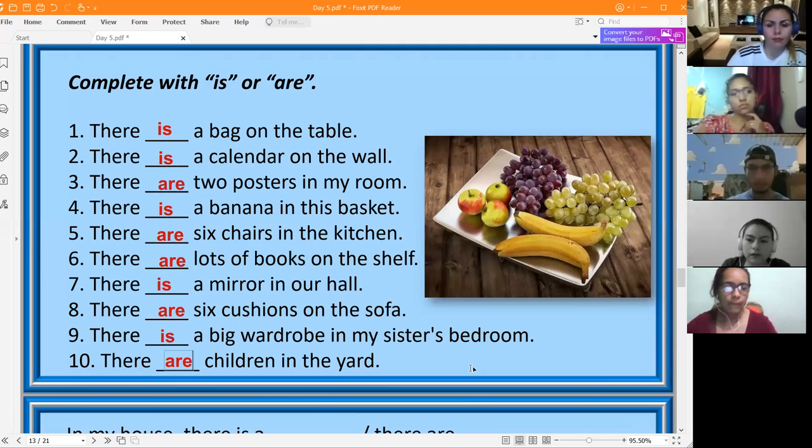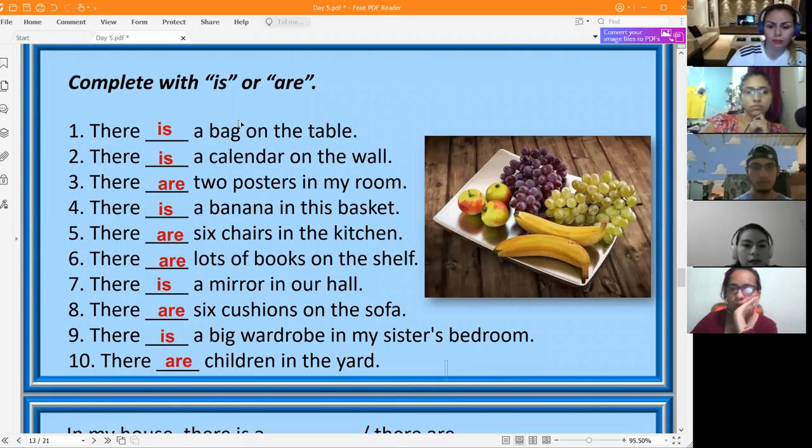Normally, we don't only say there are children in the yard. We say there are 2 children in the yard. There are 5 children. There are several children in the yard. Okay. So, we use is with singular, there is a bag, and we use are with plurals, there are 2 posters. Plural are, singular is.